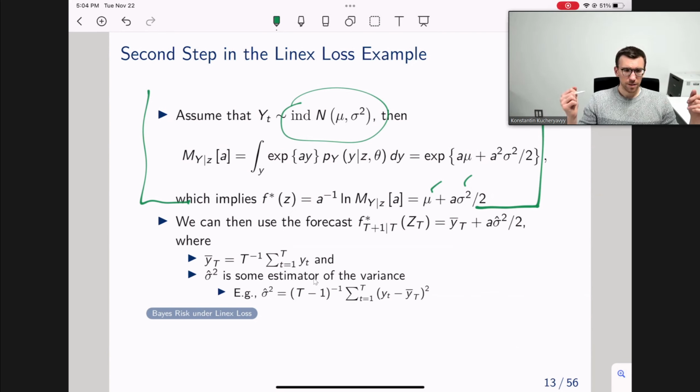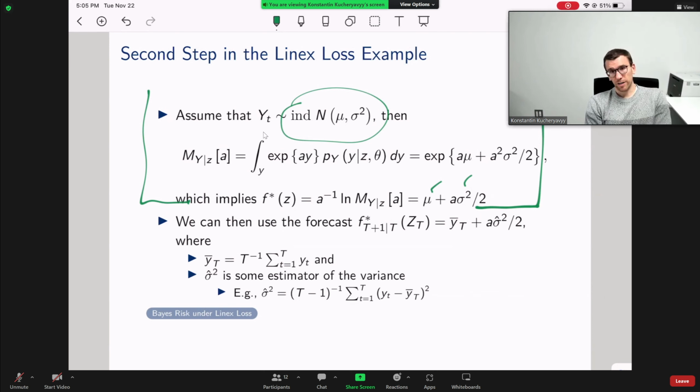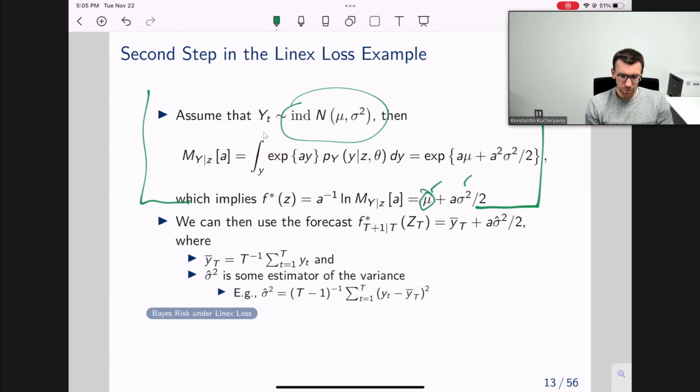It's a tricky issue here. Ideally, as your sample becomes larger and larger, you want the optimal forecast to be close to the forecast that you would do given the population, which requires that you use some consistent estimates of these parameters. Maybe unbiased, maybe biased.